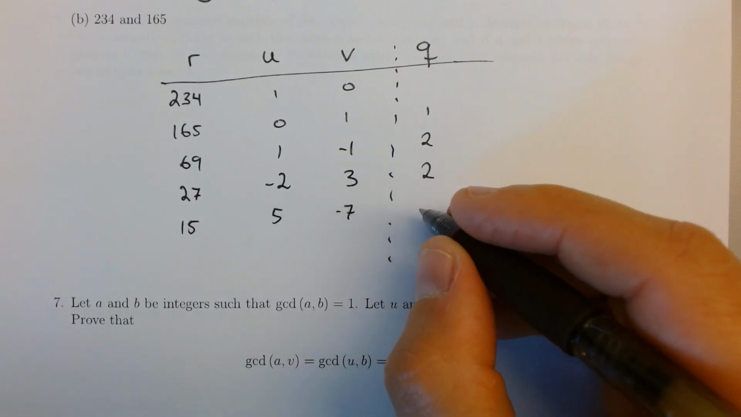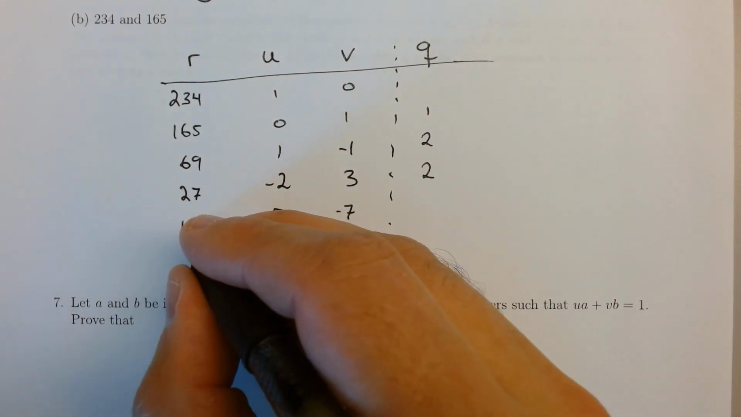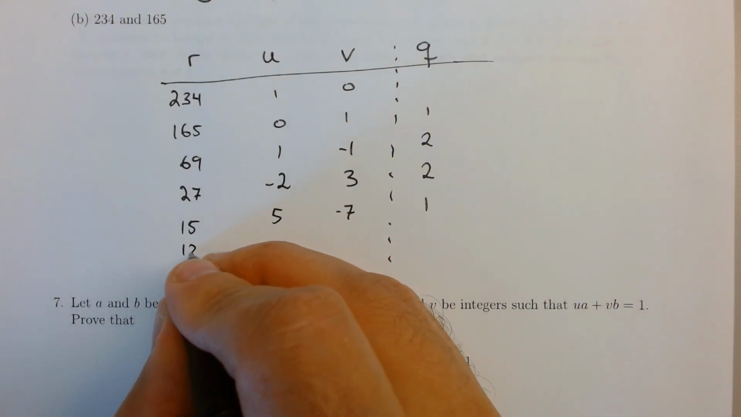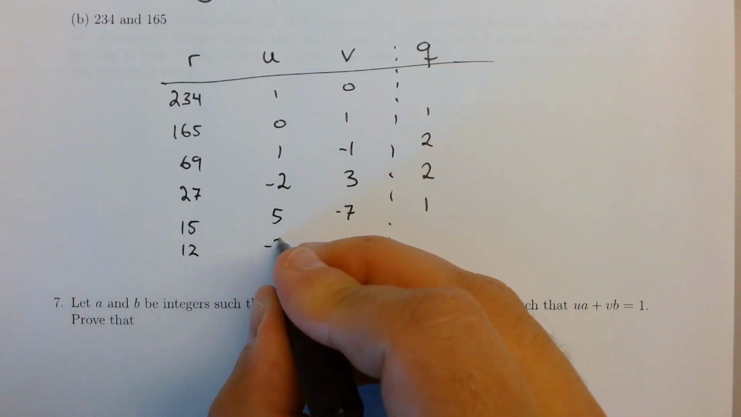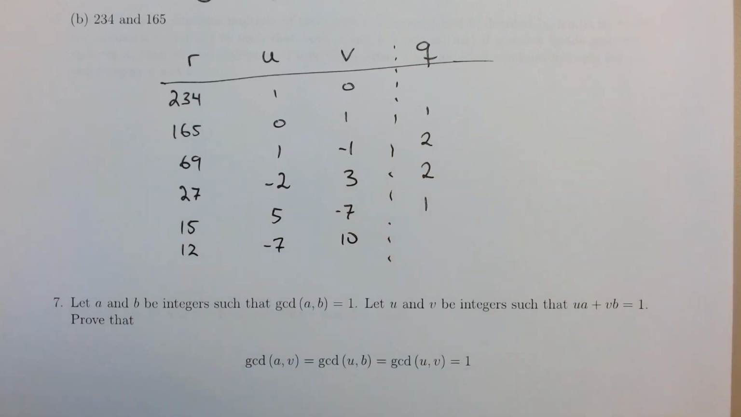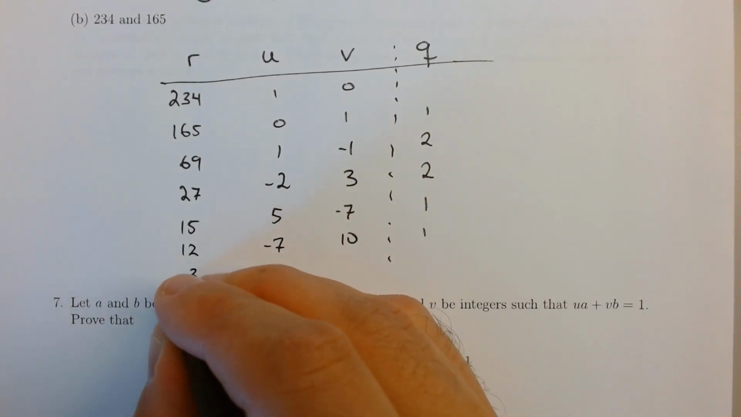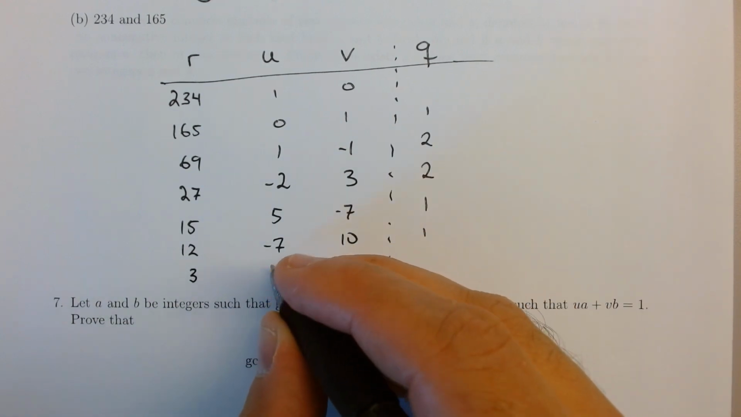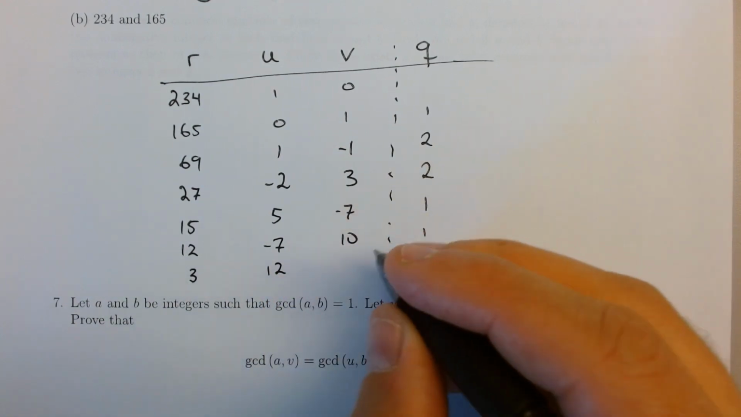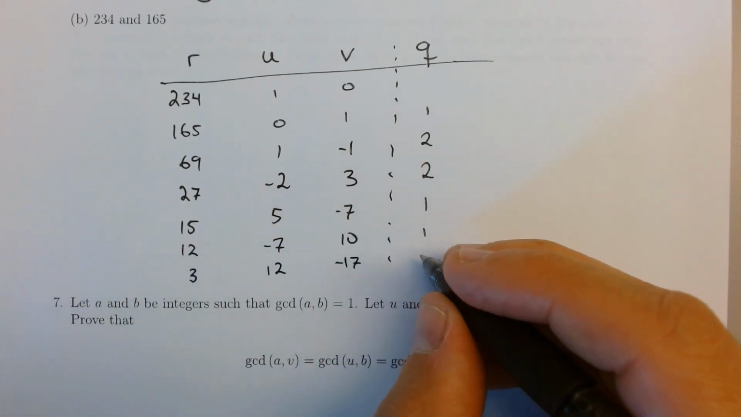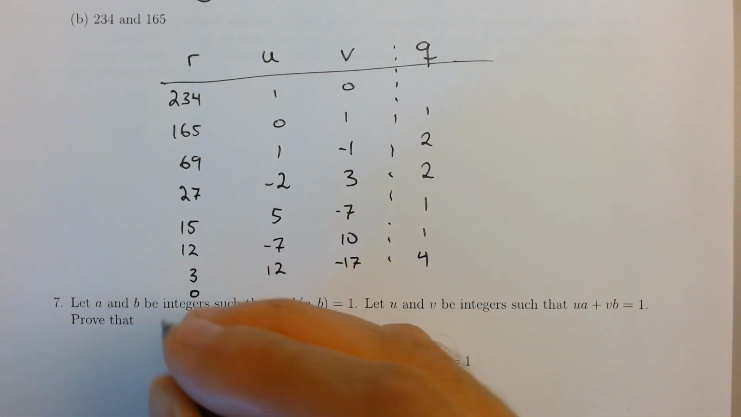Next, this only goes in once. So I just subtract this time, so I get 12 minus 7 and a 10. This only goes in once as well, so I get a 3, positive 12, and negative 17. And finally, that goes in 4 times, but that gives me a remainder of 0.